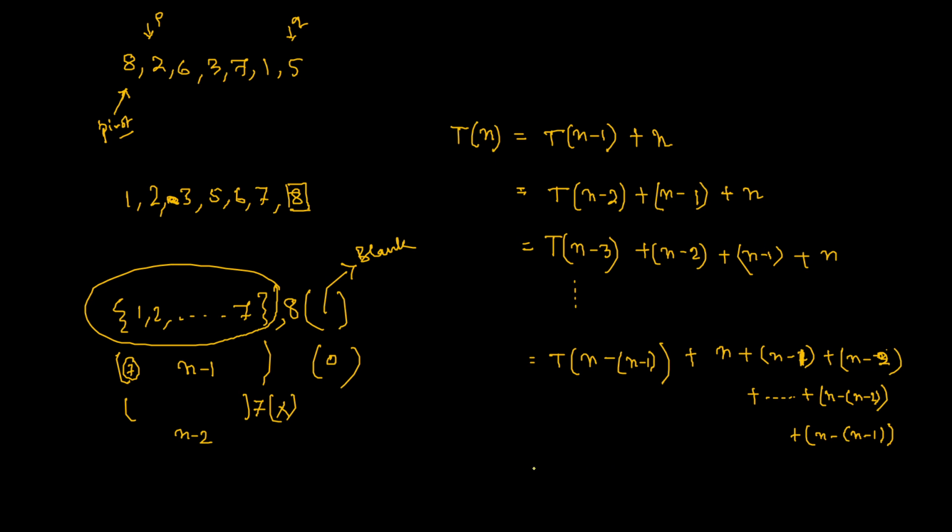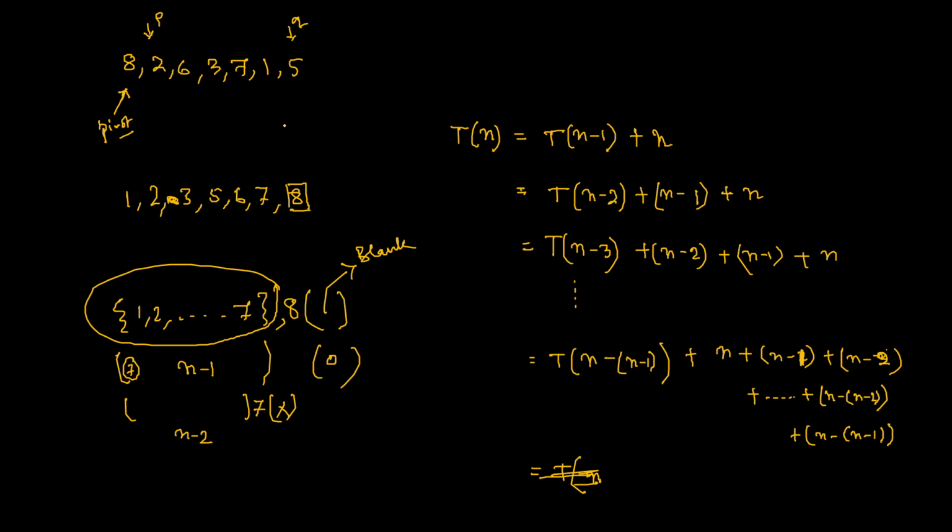And ultimately what will I get? From this equation, T of n will be equal to, this is n minus 1, naturally n and n will get cancelled and 1 will be left. So it is T of 1 basically. Fine.